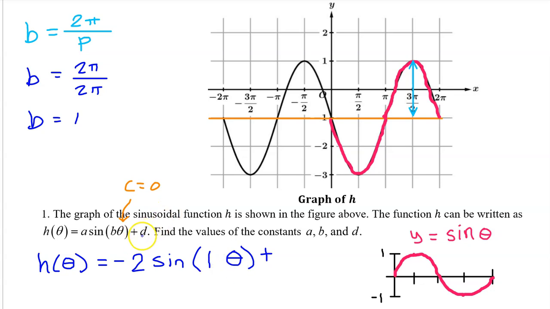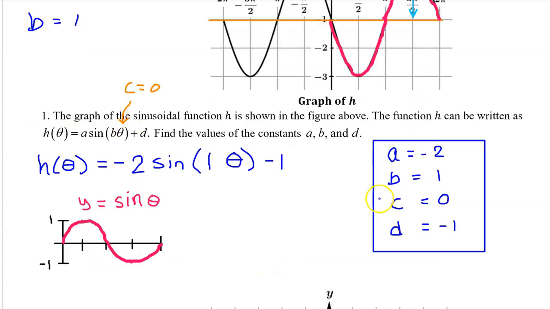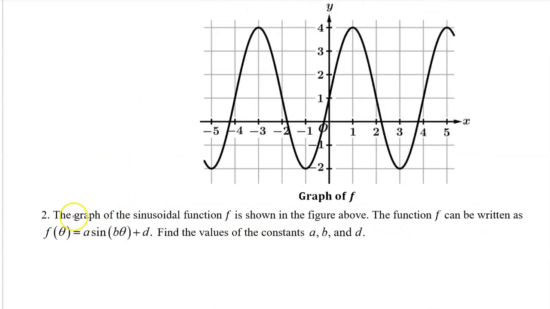Finally, the value of d corresponds to the midline. Since the midline is at y equals negative 1, then the d value is negative 1. But let's just write this as minus 1. So a is equal to negative 2, b is equal to 1, c is equal to 0, and d is equal to negative 1. Let's do the same thing for number 2.